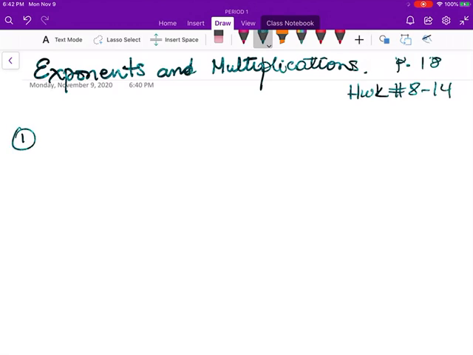All right, so let's start with number 1. We have 2s to the power of 6 times 8s to the power of 4, w to the power of 3. As we said before, we're going to do the coefficients first. So we multiply 2 times 8. 2 times 8 gives you 16.